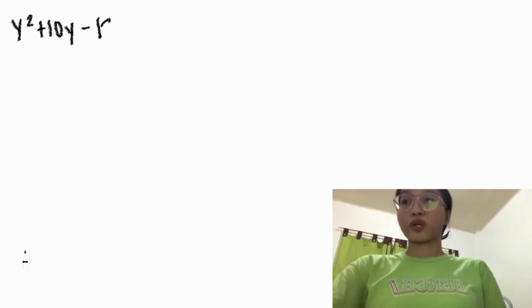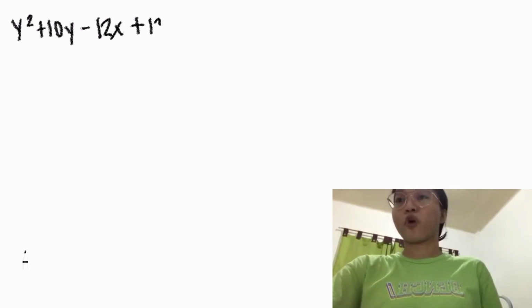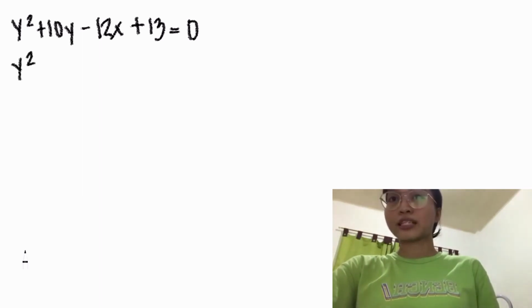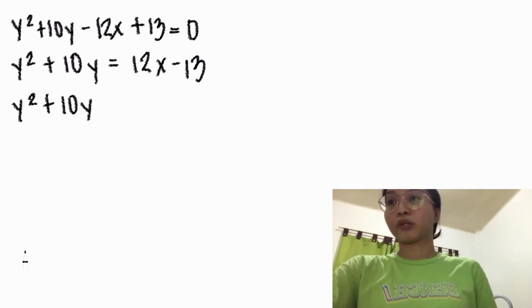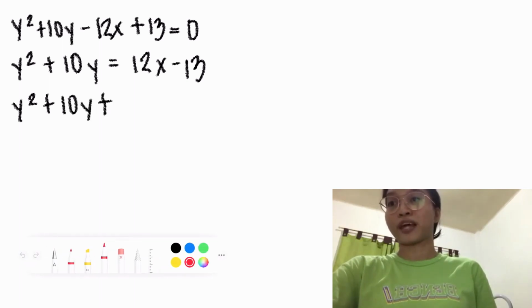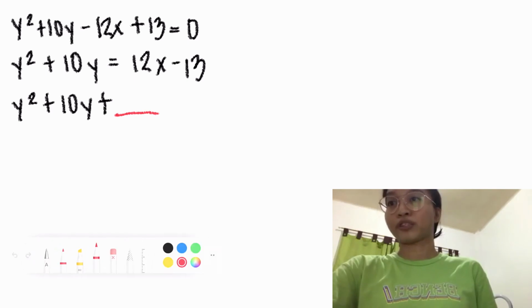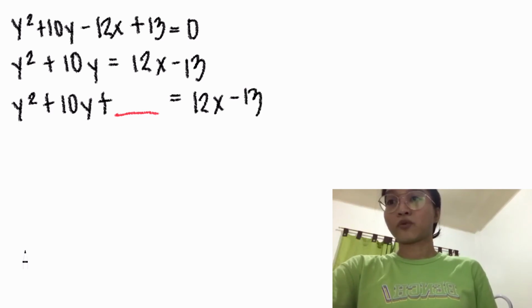Now to the next equation, y squared plus 10y minus 12x plus 13 is equal to 0. We will move the 13 to the other side, making it y squared plus 10y equals 12x minus 13. But the moving of 13 to the other side leaves a blank in its previous place. Thus, we will make it y squared plus 10y plus blank equals 12x minus 13 plus blank.